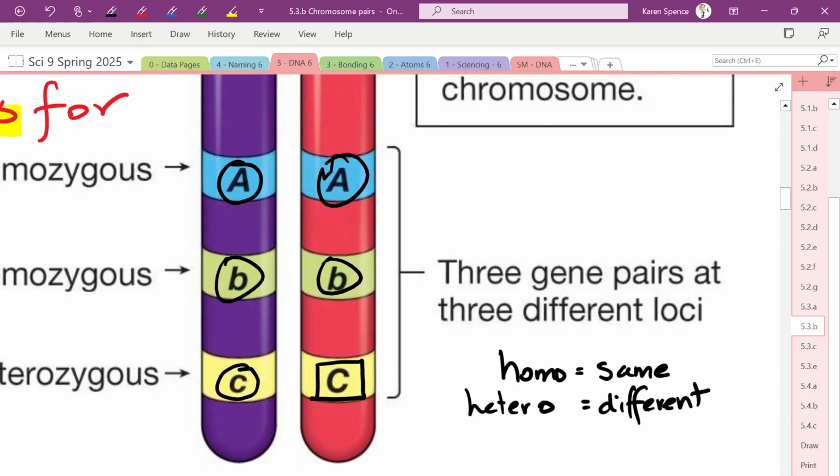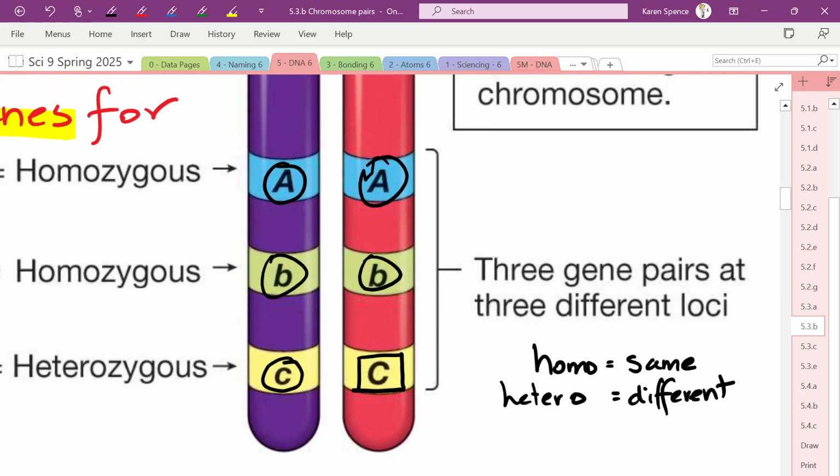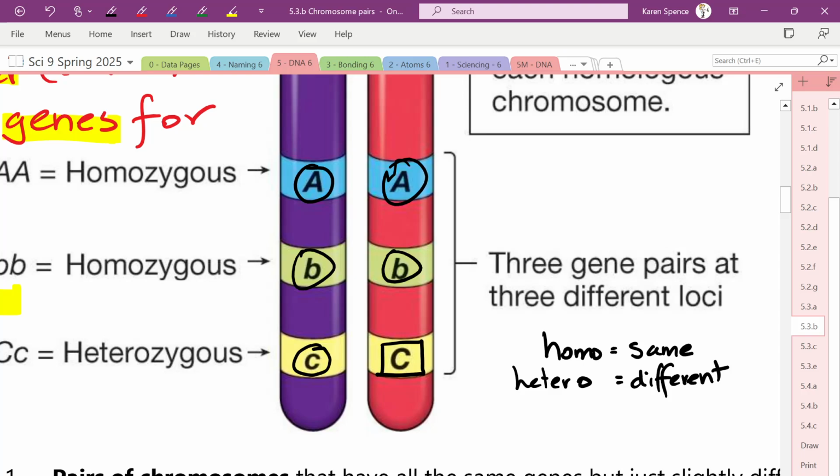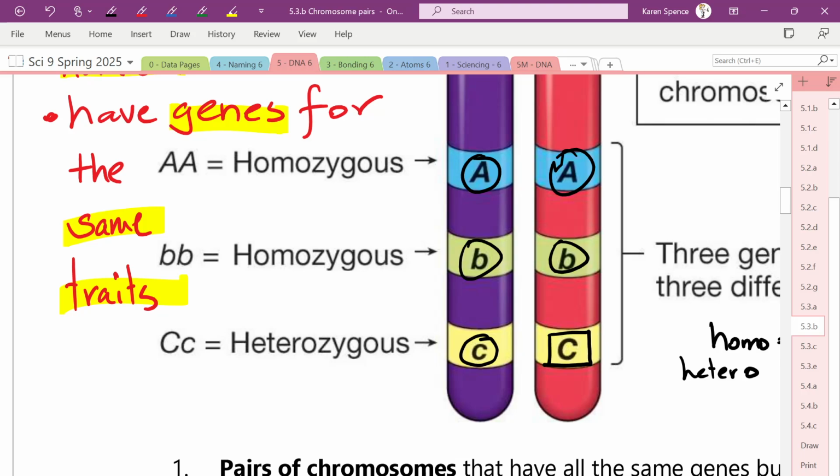Now, when you have a trait that has both alleles the same, we call that homozygous. Z-Y-G-O-U-S. Homozygous. We get some really funky names in biology, okay?